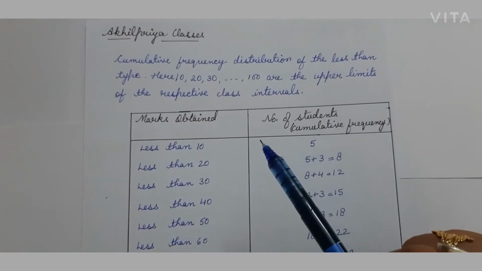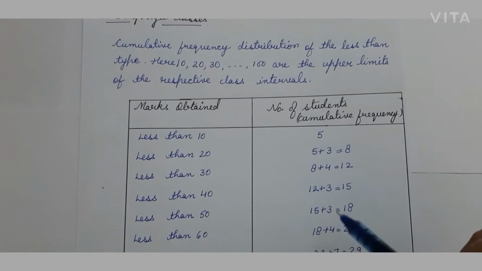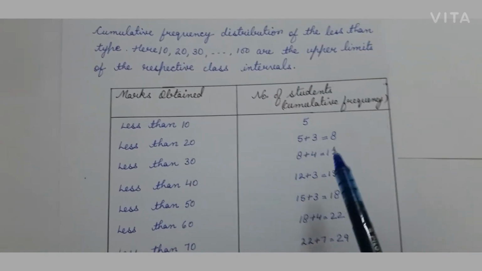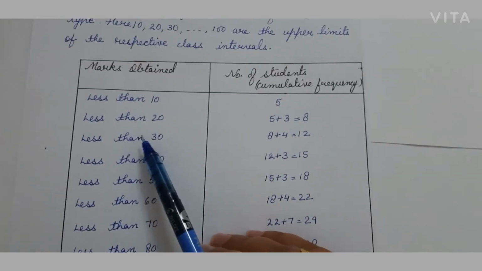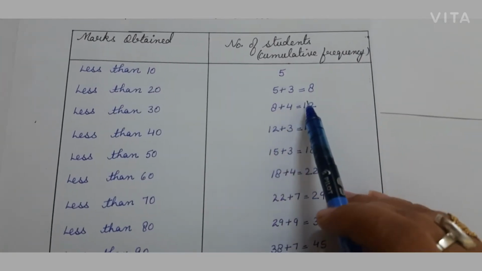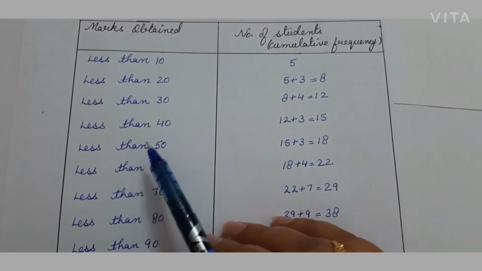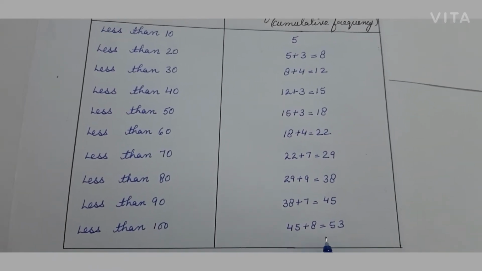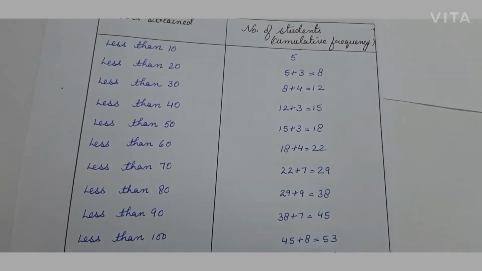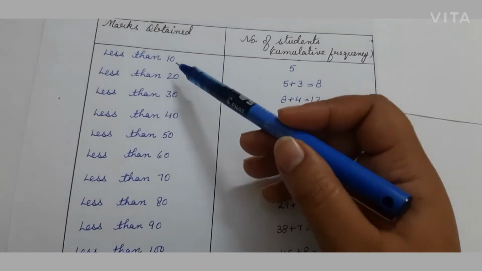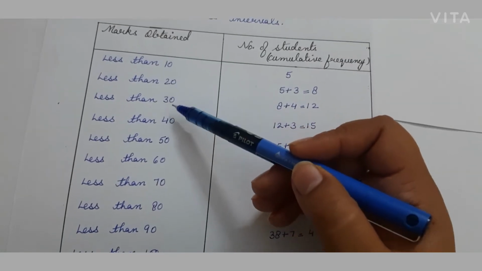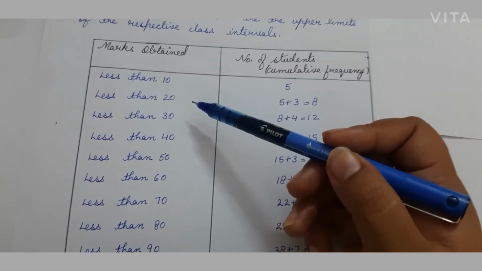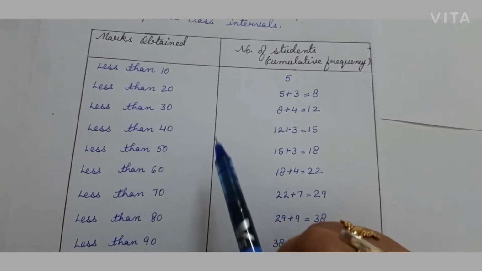So we have written down the cumulative frequency for the less than type. Less than 10 marks obtained by 5 students, less than 20 marks obtained by 5 plus 3 equal to 8, and added up to less than 100, 45 plus 8 equal to 53. So here you can see that 10, 20, 30, 40 and up to 100 are basically the upper limits for the respective class intervals.